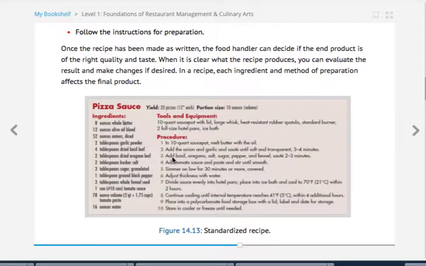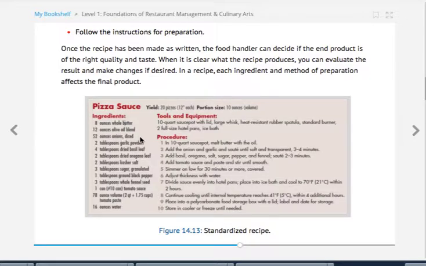So looking at this, I know it's a pizza sauce and it makes 20 pizzas worth of pizza sauce. This is not a recipe for pizza. It's just for the sauce. So it's telling me that this recipe is going to make sauce for 20 pizzas that are 12 inches each, just the sauce. The portion size, each pizza is going to have 10 ounces by volume. So I will measure it out before I put it on a pizza.